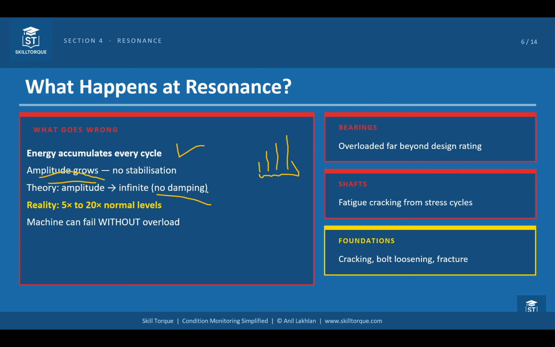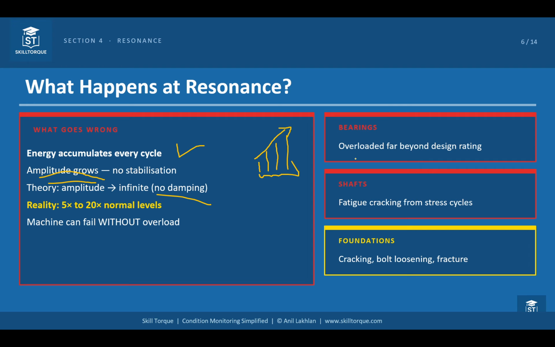That's why there is always some kind of damping: the material has some kind of flexibility, bearings are there to absorb a little, and the foundations also have slight flexibility. But even with the damping, the amplitude at resonance is dramatically higher, okay, than at any other operating frequency. So we are now talking about amplitude multiplications of 5 times, 10 times, sometimes 20 times.